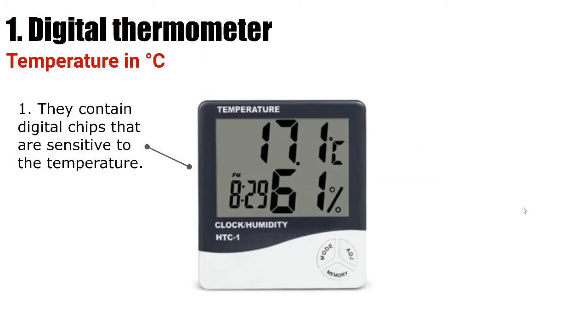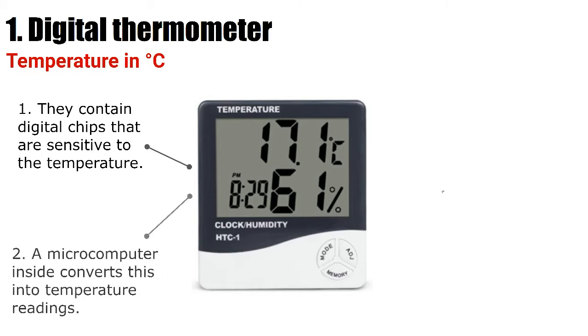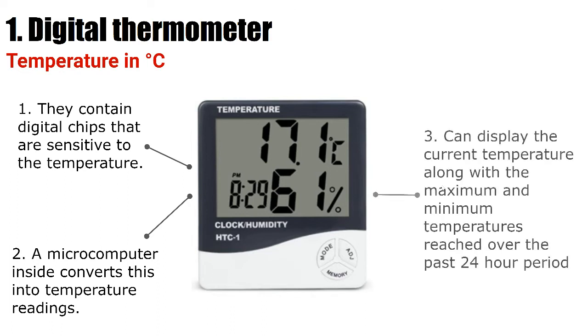So the first thing is the temperature, and the temperature is measured using a digital thermometer, and the units for it are your degrees C. Now here is your description of it. Inside these little devices you've got digital chips that are sensitive to the temperature. So the microcomputer inside converts this into temperature readings, and then this can be displayed. The current temperature can be displayed. This one also displays humidity, although you don't need that for the spec.